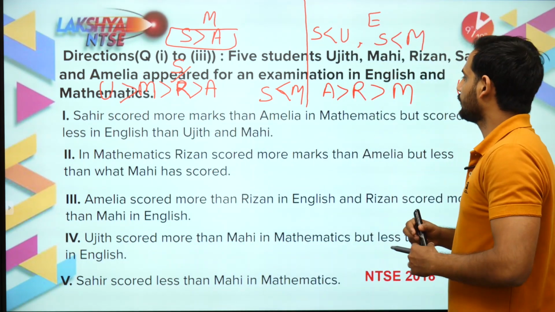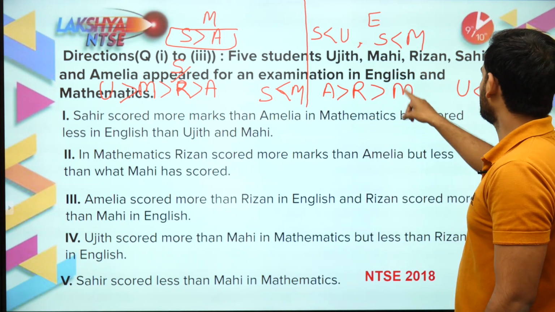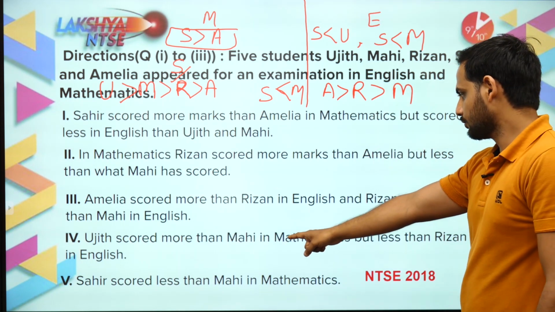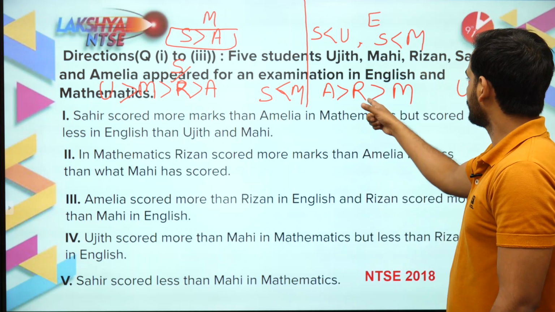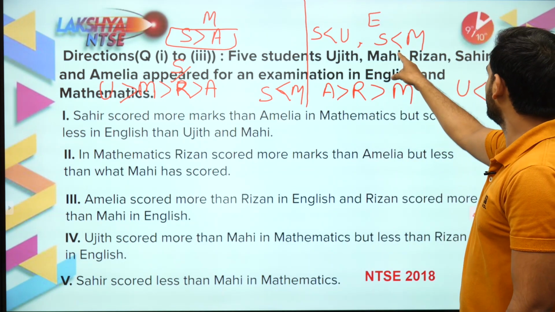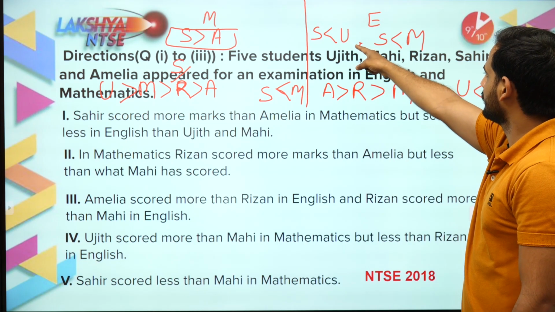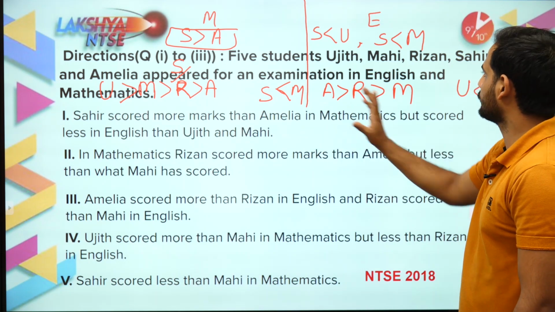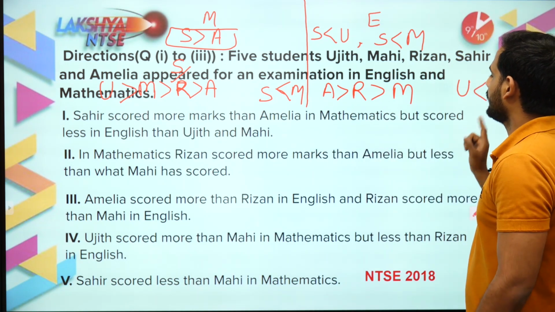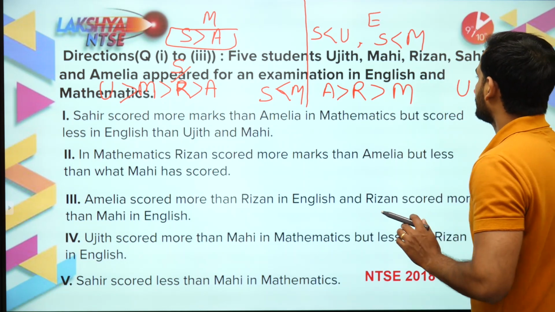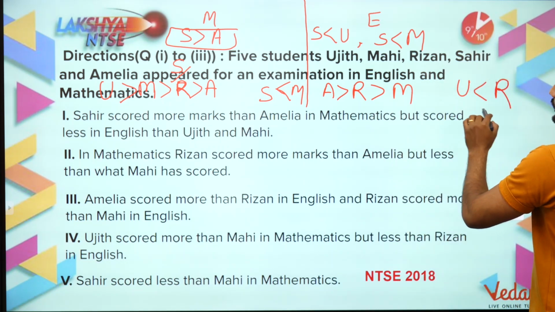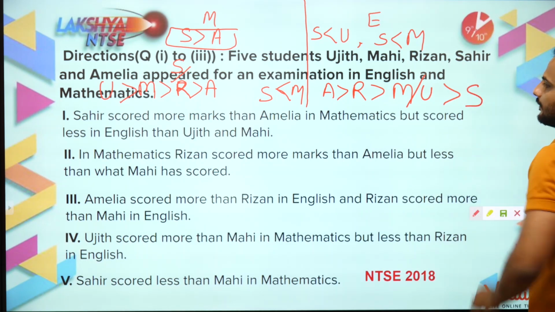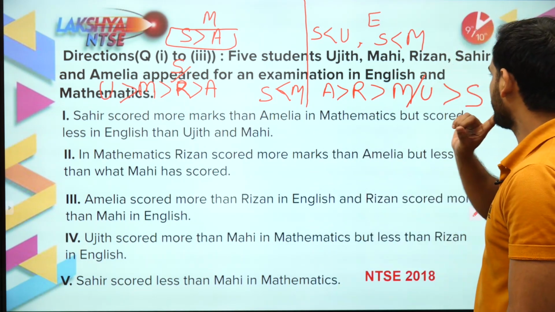Now let's see for English. For English we have Amelia, Rizan, Mahi. Now Ujit has scored less than Rizan. Where it is written, Ujit has scored more in mathematics but less than Rizan. Less than Rizan means here. And it is saying Sahir scored less in English than Ujit and Mahi. So Sahir is less than Ujit and less than Mahi as well. So Sahir will be definitely here. Mahi and Ujit we don't know, but Sahir will be definitely here. Correct? Do we have a relation for Mahi and Ujit?